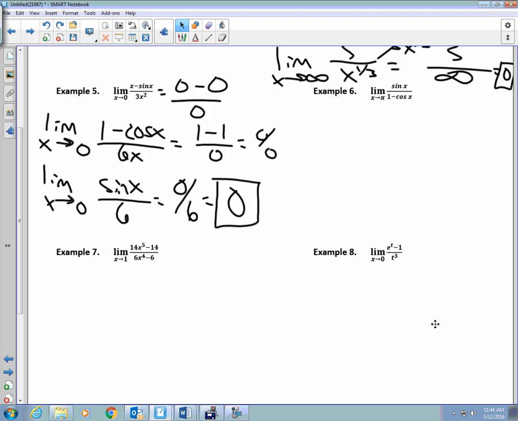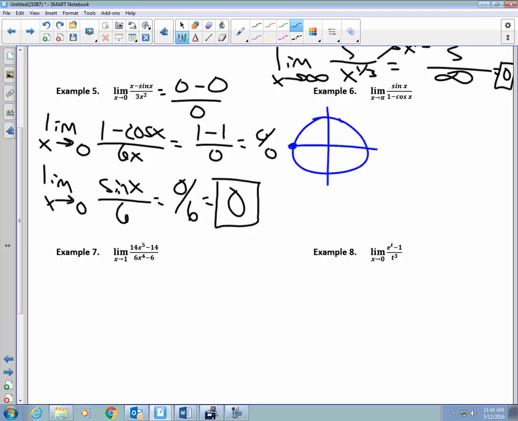Okay, in this next example, we plug in pi. What's the sine of pi? 0 is correct, because right over there you've got negative 1, 0, and sine is the y value. So you've got 0 over, what's the cosine of pi? Negative 1, so you get 1 minus negative 1 is 2. So you get 0 over 2, which is 0.